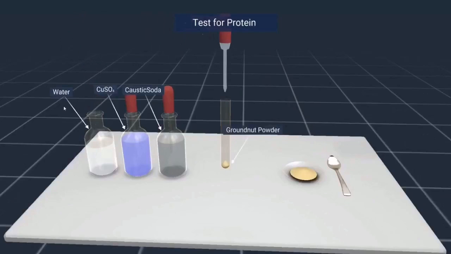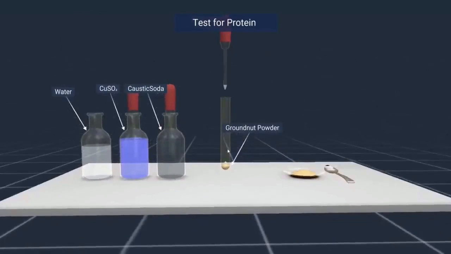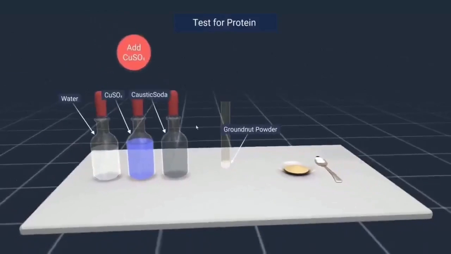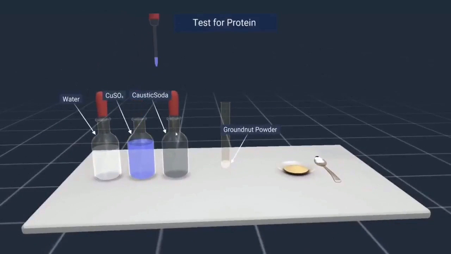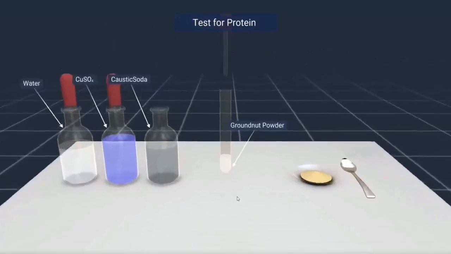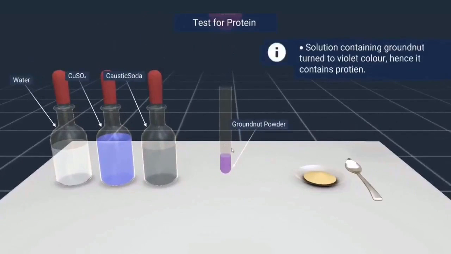So you will take the groundnut powder into the test tube and add a few drops of water to it in order to make it in the form of a solution. After you add water, shake the test tube to form a proper solution. Then add a few drops of copper sulfate solution, shake it and then add a few drops of caustic soda solution.